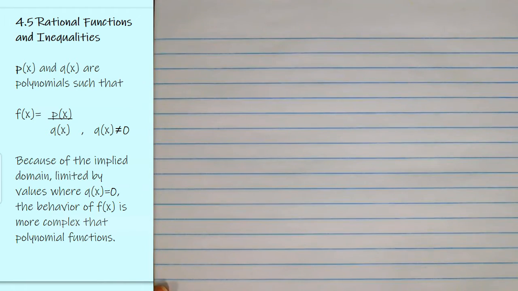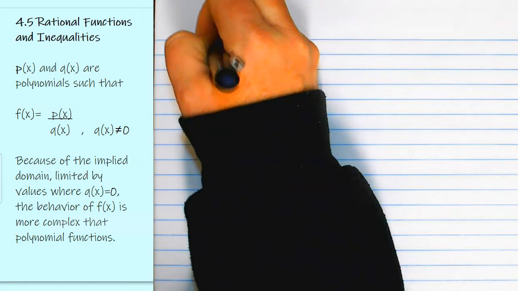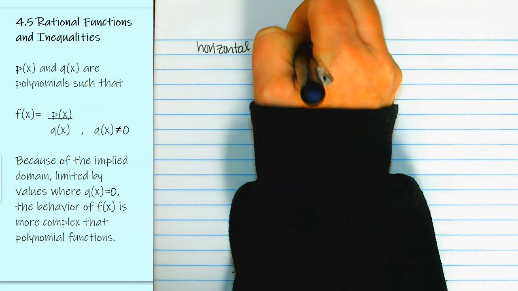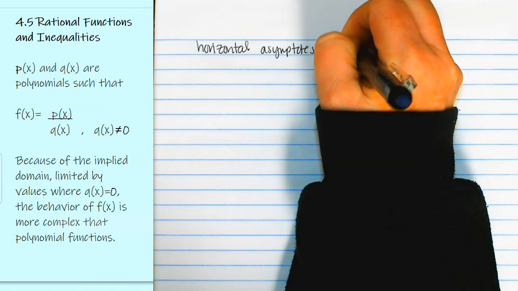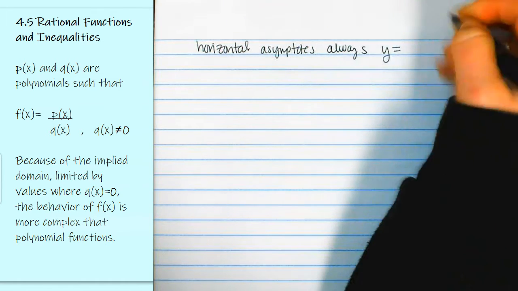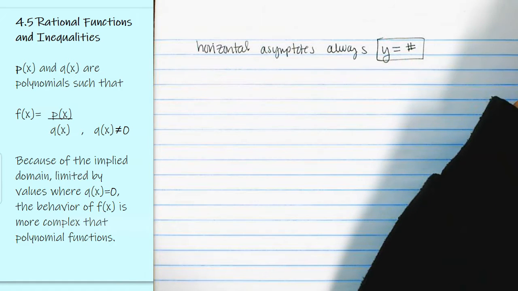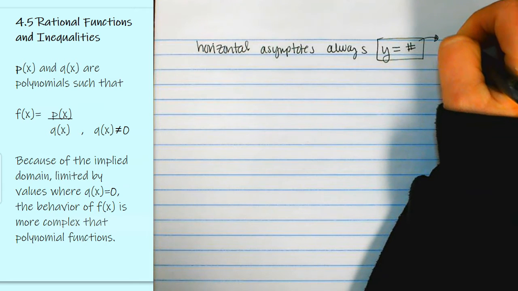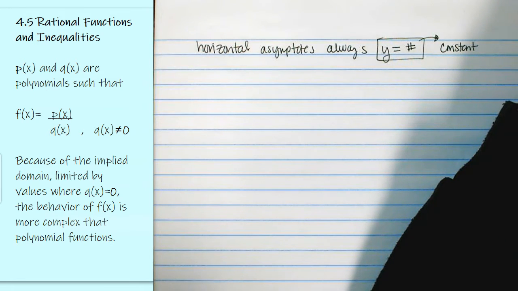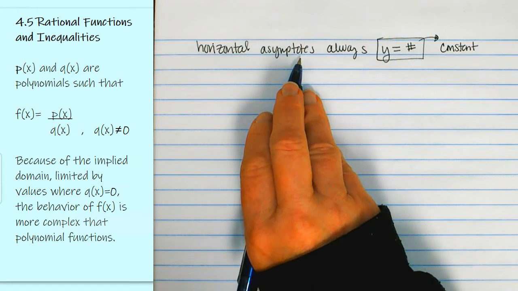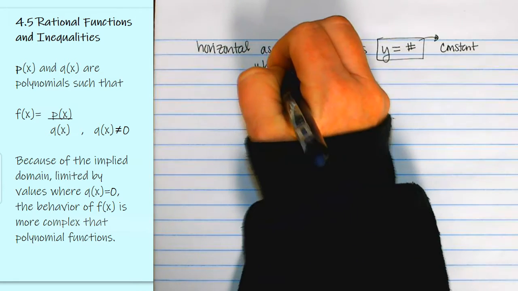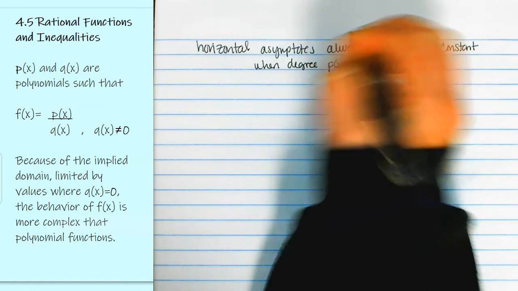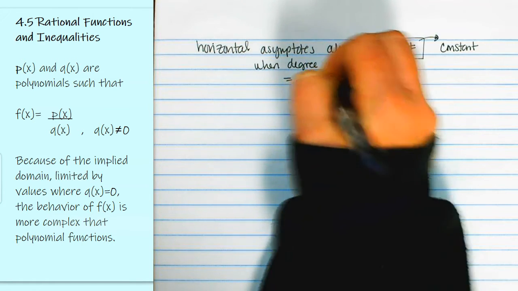So horizontal asymptotes, let's summarize what we know so far. Horizontal asymptotes are always going to be y equals some number. Okay, horizontal asymptotes, y equals some number, and this number is some constant like 4 or 1 or 0. We only have horizontal asymptotes when the degree of the numerator, p of x, equals the degree of q of x.